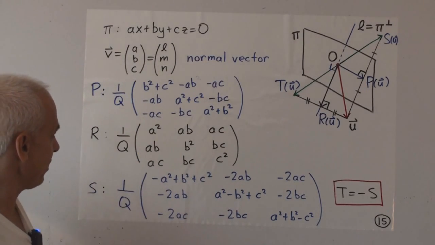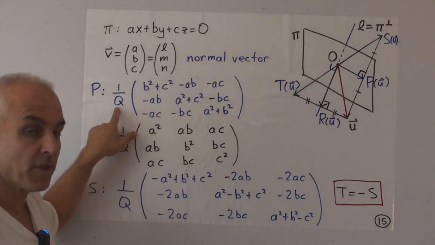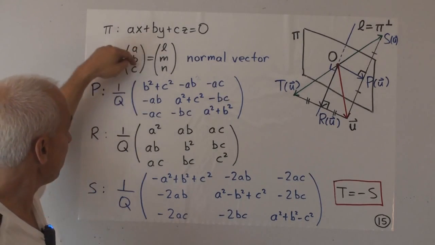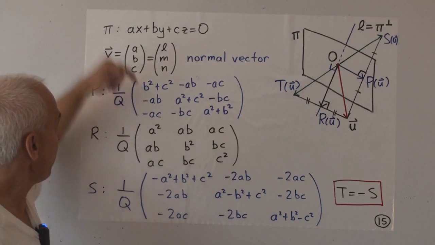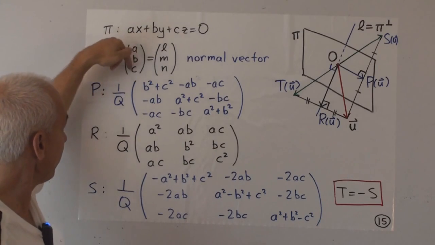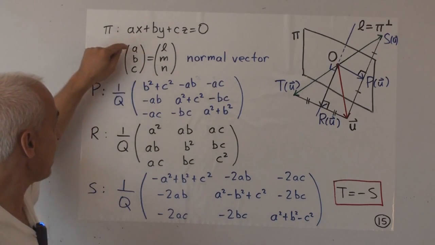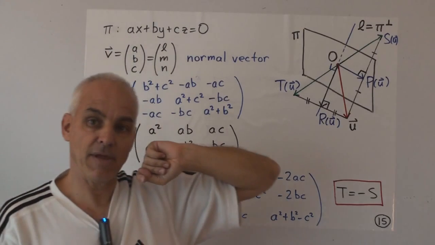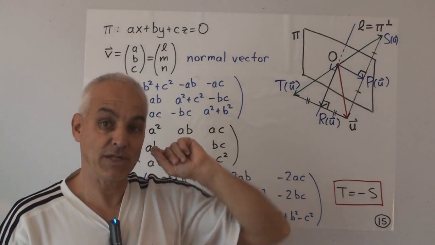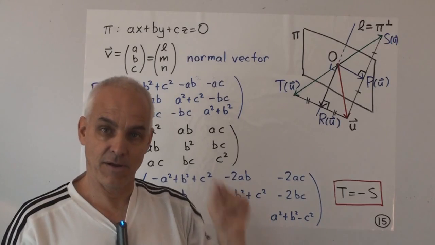Now, I haven't written it down here, but what is Q? Q was that AL plus BM plus CN term, but now A equals L and B equals M and C equals N. So Q is just the sum of the squares of the entries of the vector. So Q is equal to A squared plus B squared plus C squared.